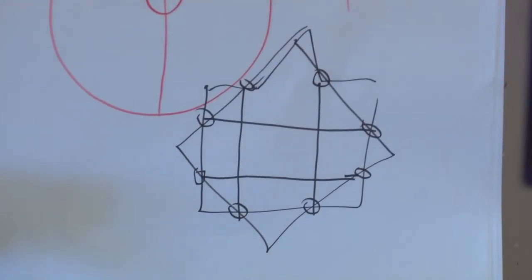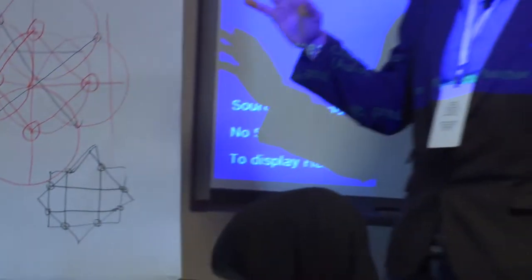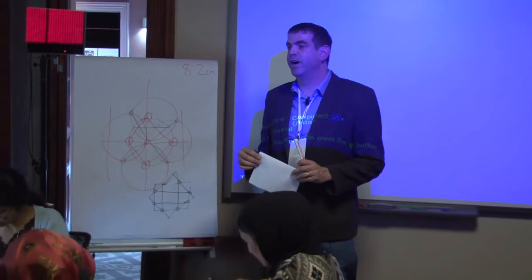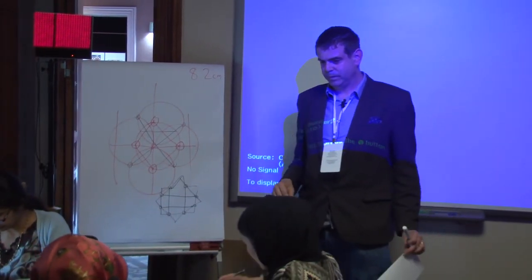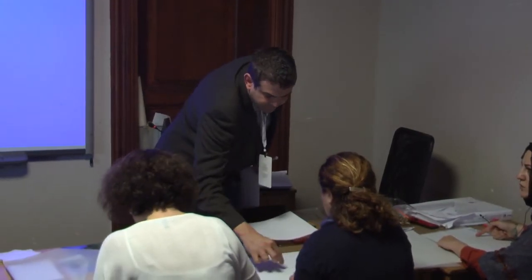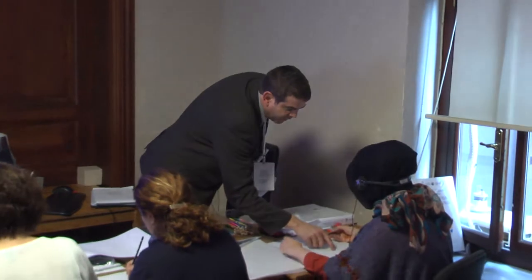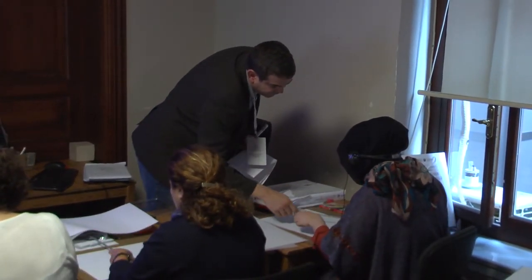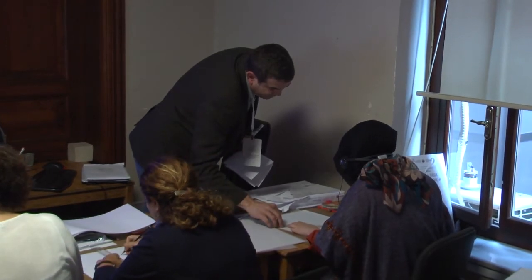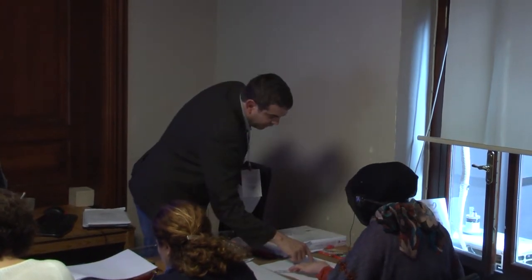Do we need the square? No. We just need the 8-pointed star and the cross. That's all we need. And these 2 points to there. Yeah, that's great. So now we draw a diagonal between these 2 points here. And then from here.